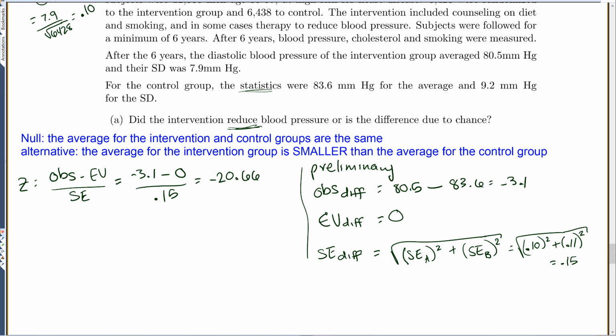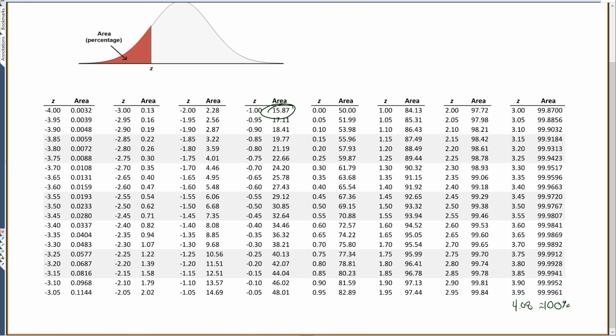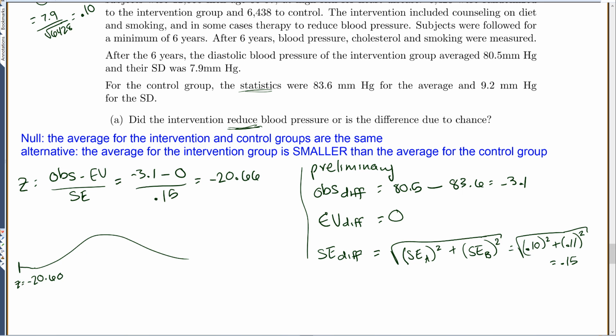Now, that is a very, very big Z value. So I'm going to be somewhere way off in the tail. So negative 20.66. Because my normal table only goes to negative 4, negative 20 is going to be somewhere way, way off here. That's a really, really small p-value.